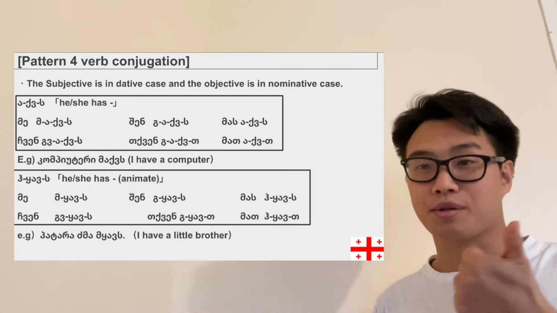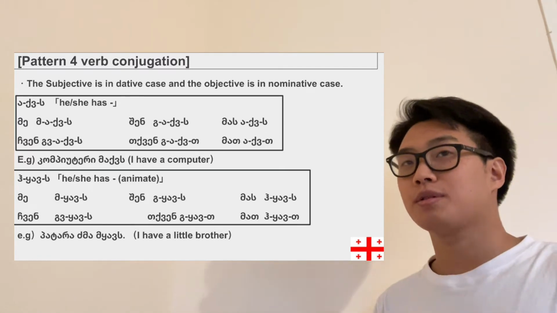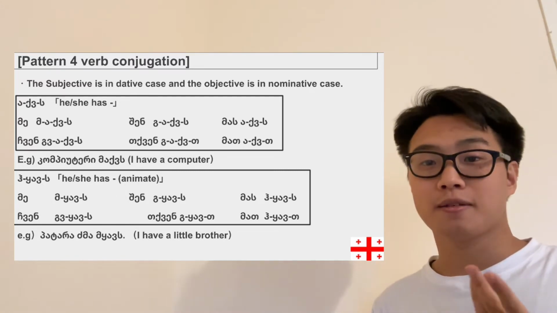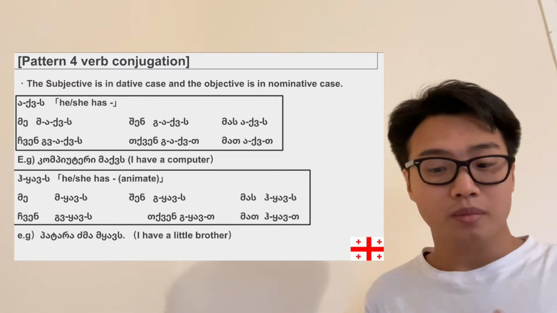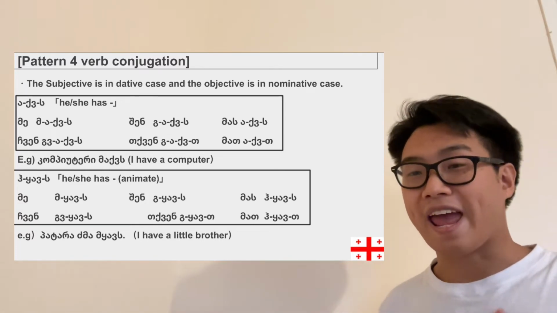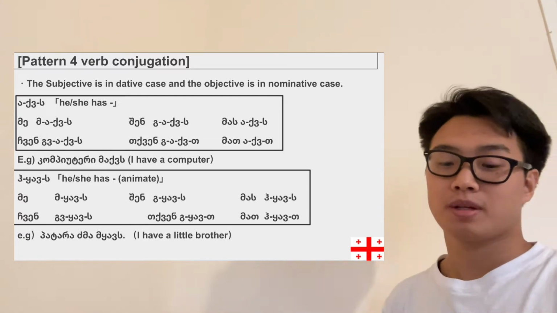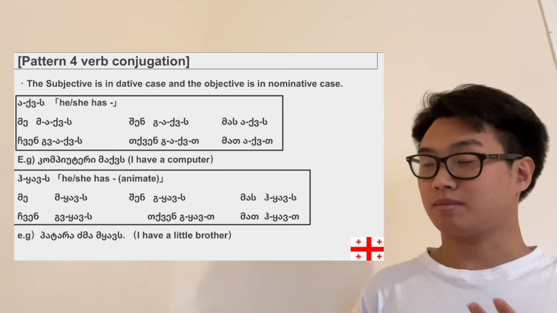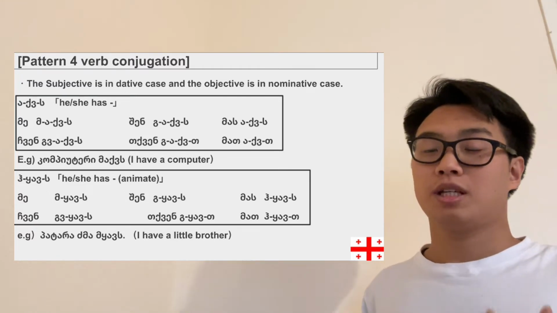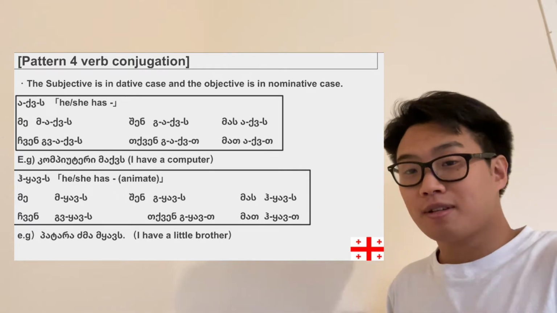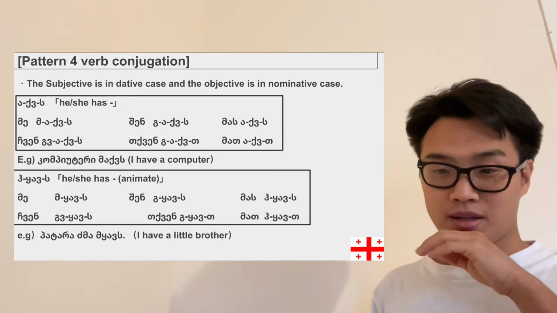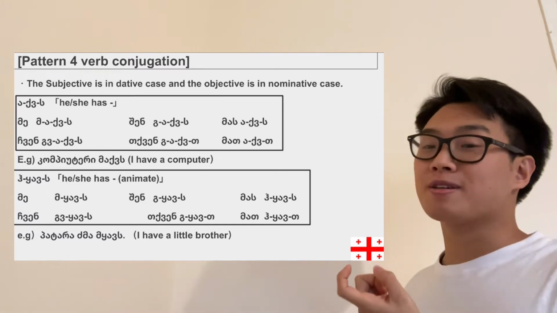So for example, I have a brother, I have a mother, relatives, family, etc. We have to use this one. Me muqafs, I have, but for a person or animal. Shen muqafs, but for an animal or person. Mas, dative case, qafs, he or she has. Chven muqaft, tkven qaft, guqaft, mat qaft. But only for humans or persons or animals.